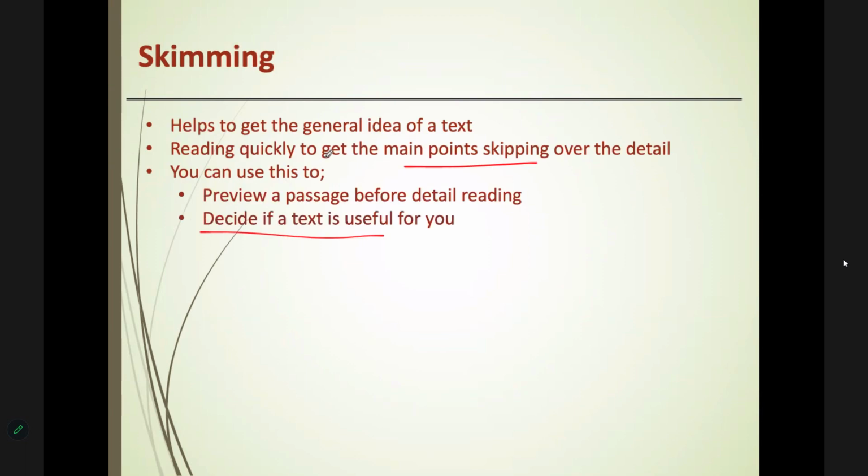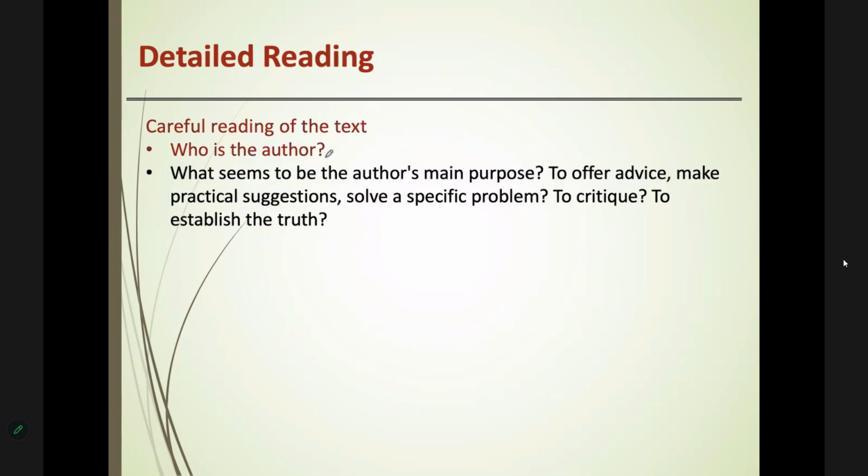And then the detailed reading is, if you find some of the readings are very relevant, then of course you can go for a detailed reading, right? So the detailed reading is actually carefully reading the text, okay? You think about who is the author, what is the main purpose of this paper, whether to offer advice to you or whether to make some practical suggestions, whether to solve a specific problem or whether to critique something, whether to establish a truth. What is the main purpose of the author? So when you do a careful reading, you can answer those questions.